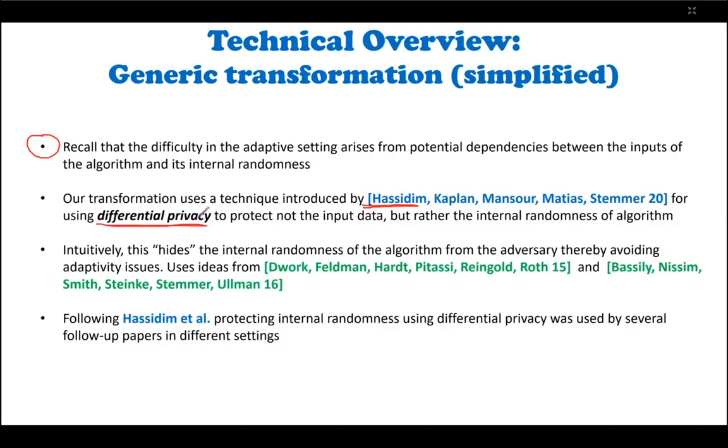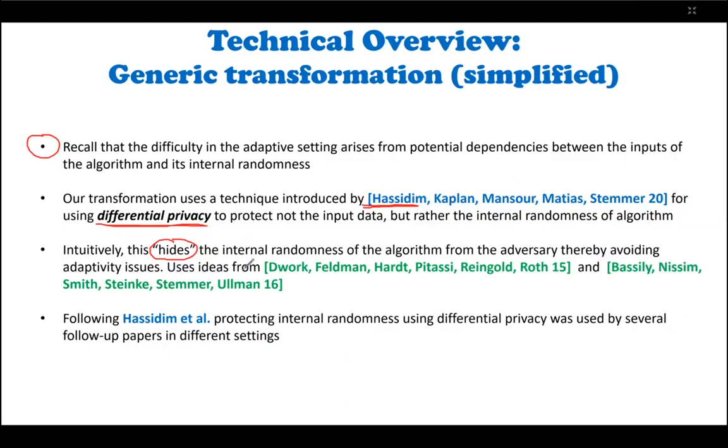So unlike the common application of differential privacy, which is to protect data, Hassidim et al. used it in order to protect not the data, not the inputs to the algorithm, but just the internal randomness of the algorithm. And intuitively, protecting the randomness of the algorithm with differential privacy hides it from the adversary. And so intuitively, that kind of allows us to avoid or overcome the problems that pop up from adaptivity.